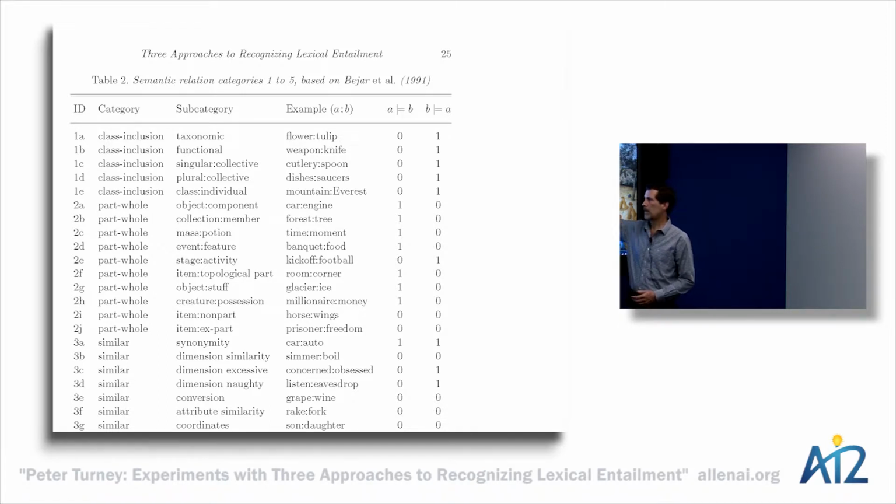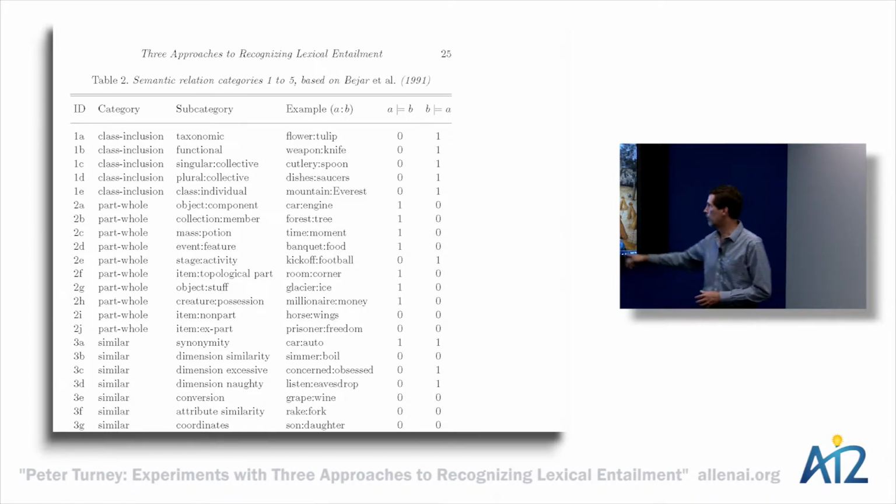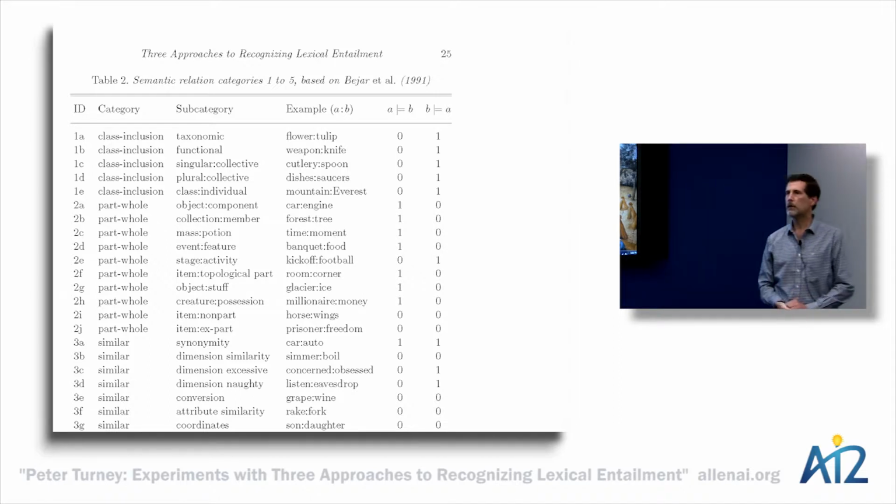So Saif and I went through the 79 relations and independently labeled them with these 0s and 1s, and then came to a consensus on which cases entail and which don't. And I think you can argue with each of these, but we were able to come to agreement.